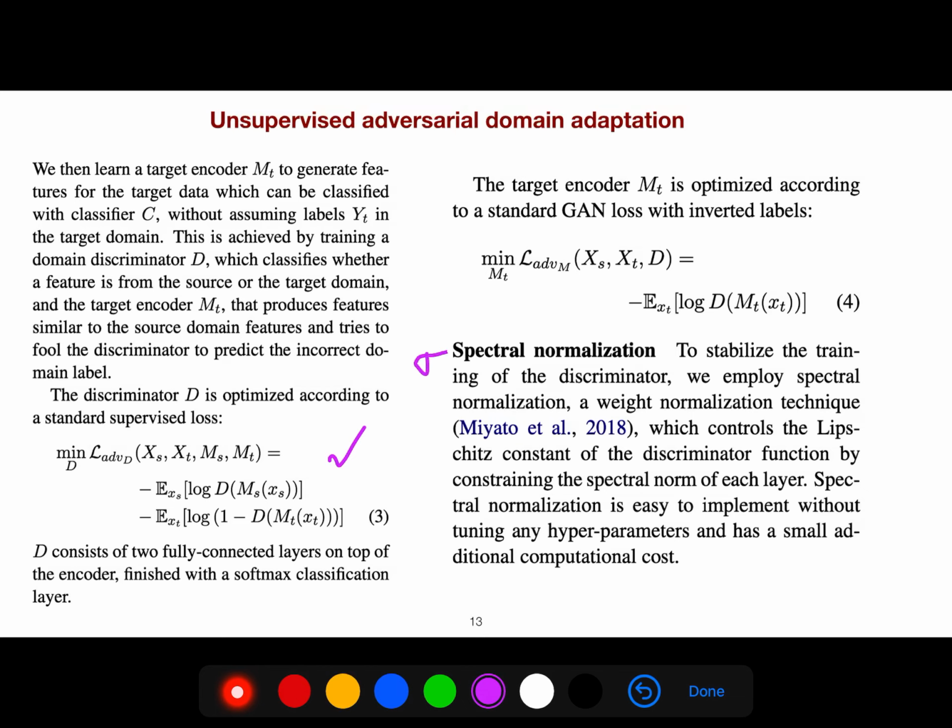Spectral normalization. To stabilize the training of the discriminator, we employ spectral normalization, a weight normalization technique, which controls the Lipschitz constant of the discriminator function by constraining the spectral norm of each layer. Spectral normalization is easy to implement without tuning any hyperparameters and has a small additional computational cost.